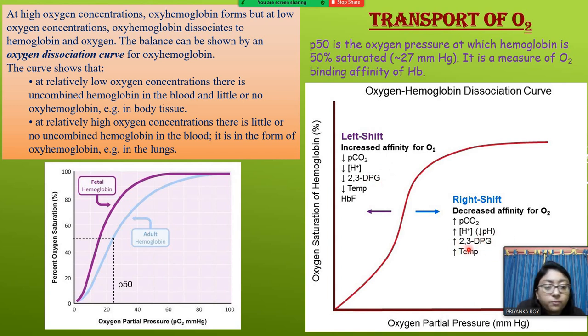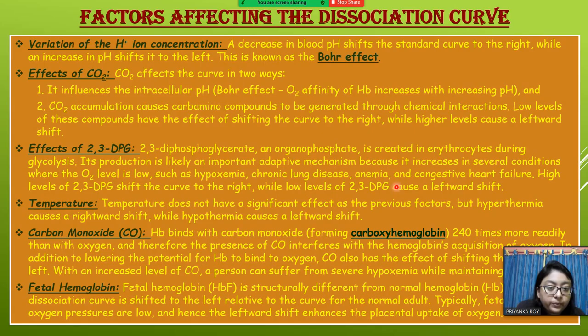So when the oxygen level is low, like in hypoxemia, this 2,3-DPG increases. When it is increasing, the decreased affinity for oxygen is very much evident, and when it decreases, the increased affinity for oxygen will again be restored.